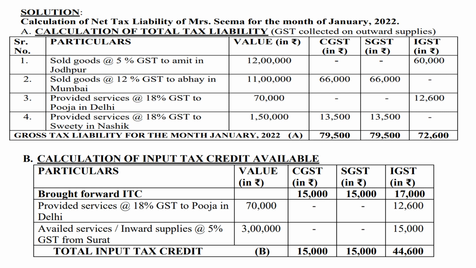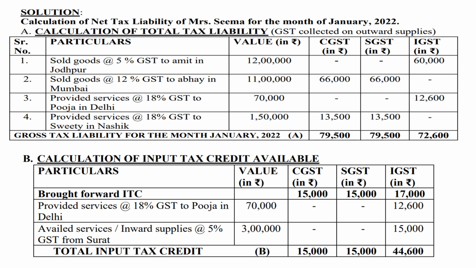Then in part B, we will calculate the input tax credit. Whatever purchases we have, whatever input tax credit we have in that, we are going to calculate. We will make columns for particulars, value, CGST, SGST and IGST. Now we have a balance brought forward ITC, which is given in the problem sum: in CGST 15,000, SGST 15,000 and in IGST 17,000.